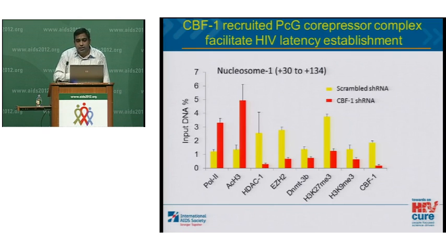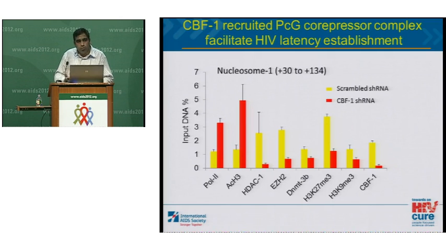So to extend these findings further, here we demonstrate that CBF1 is the protein which recruits EZH2 at HIV LTR. And interestingly, EZH2 is also a core component of polycomb group co-repressor complex. So it suggests that CBF1 induces HIV latency by recruiting polycomb group co-repressor complex.